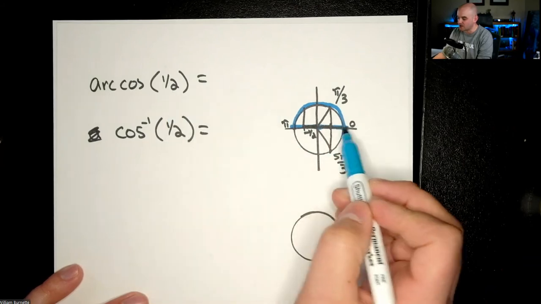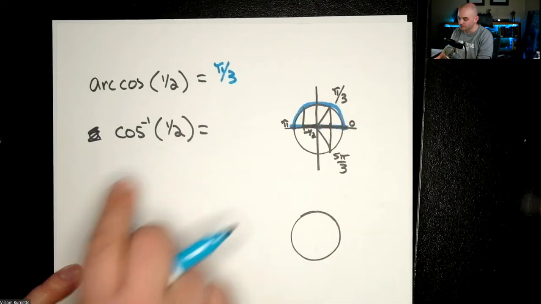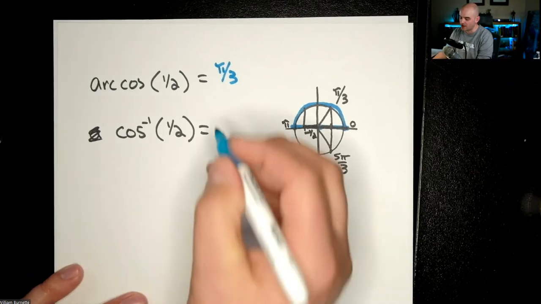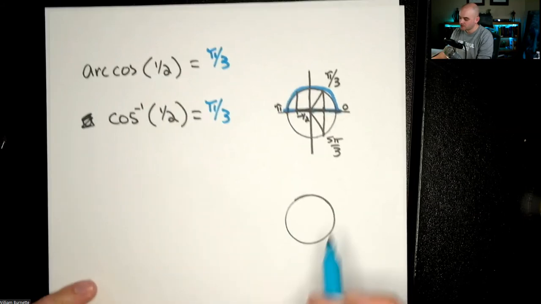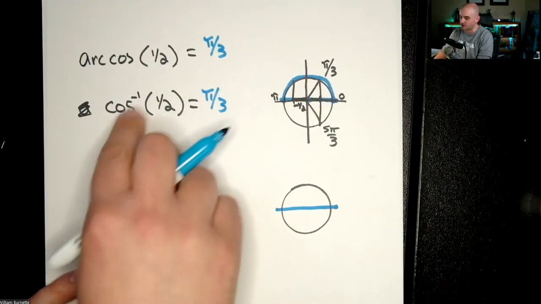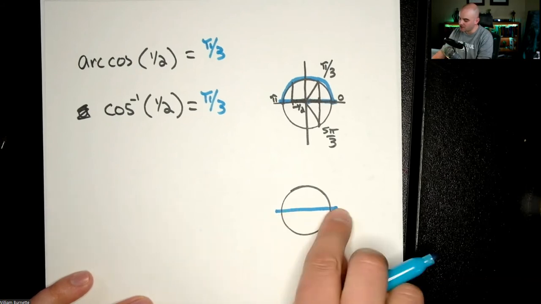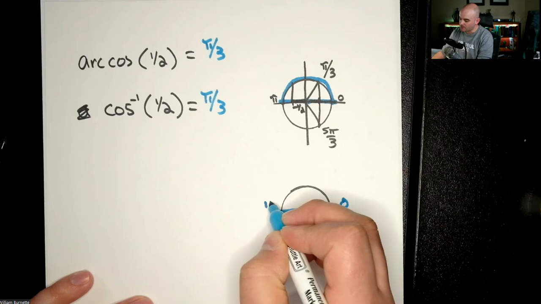So when is cosine equal to 1/2? It's equal to 1/2 at pi over 3. Or if you said the cosine inverse of 1/2, it's there at pi over 3 because it's the same question. So for cosine values, when we're talking about arc cosine or cosine inverse, we're only talking about the values from 0 to pi.